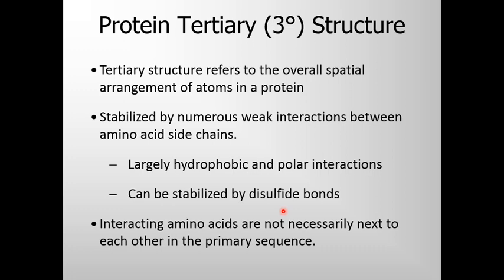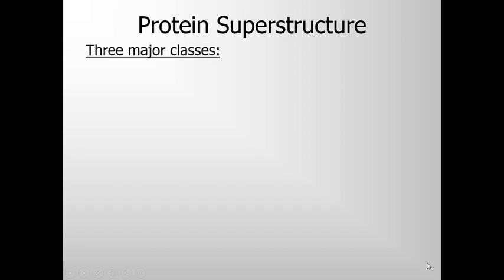Remember, I was talking about disulfide bonds. Two sulfurs attaching to each other, that makes a disulfide bond. Usually two cysteine amino acid residues form disulfide bonds. Interacting amino acids are not necessarily next to each other in the primary sequence. Remember that. There are three different classes of protein superstructures.